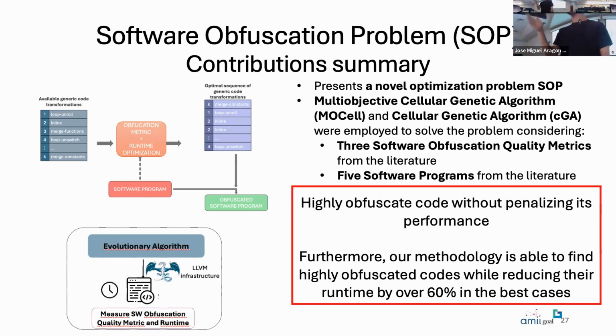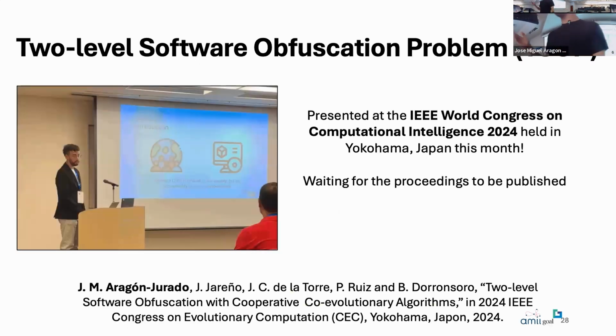A brief summary of the results. We have obtained highly obfuscated code without penalizing its performance. And we have also found some exceptional cases where we can obfuscate the code and also increase the performance of the software, meaning that we are reducing the runtime of the code at the same time that we are obfuscating it. So the last work is about the two-level software obfuscation problem.